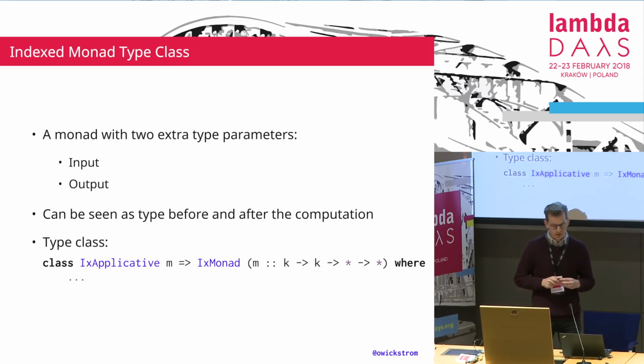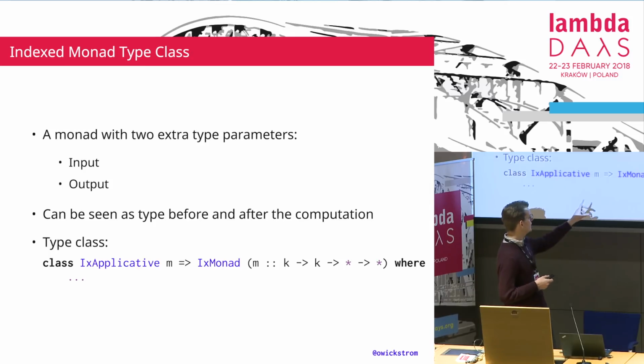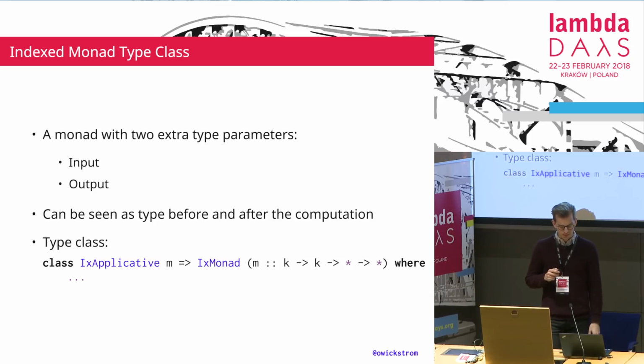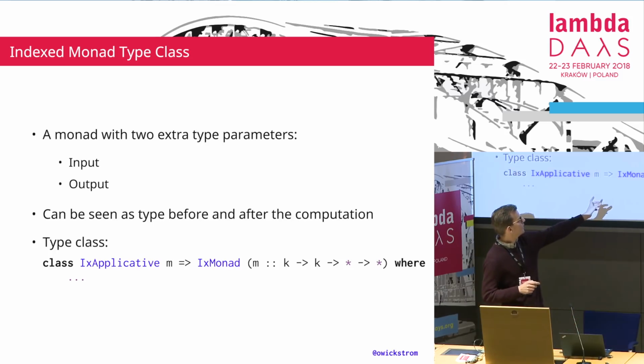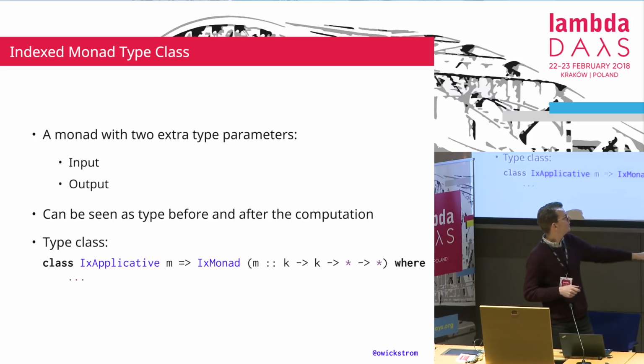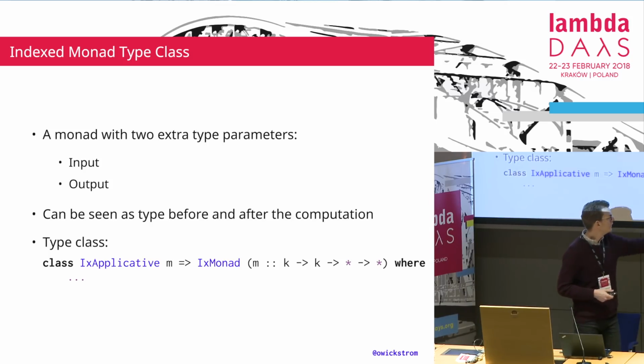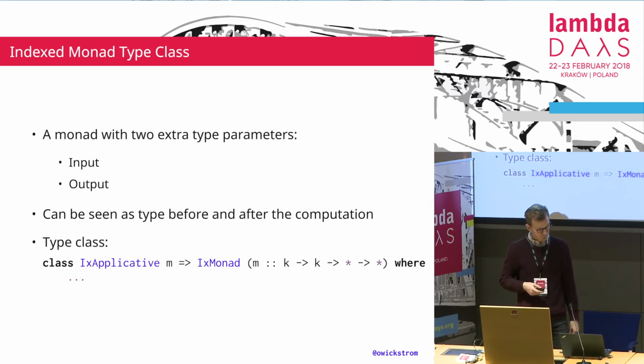So if we look at the IxMonad type class, this is basically from the indexed monad library in Haskell. I think it's just called indexed. I can't remember. Anyway, this is the kind of head. We see that the indexed monad M has the kind K to star to star. That sounds very scary, right? But the K is any kind, and it's the same kind for the input and the output. And then the star is the monadic return value as in a regular monad. So a regular monad would just have the star to star here, but now we have two Ks as well for the input and the output.